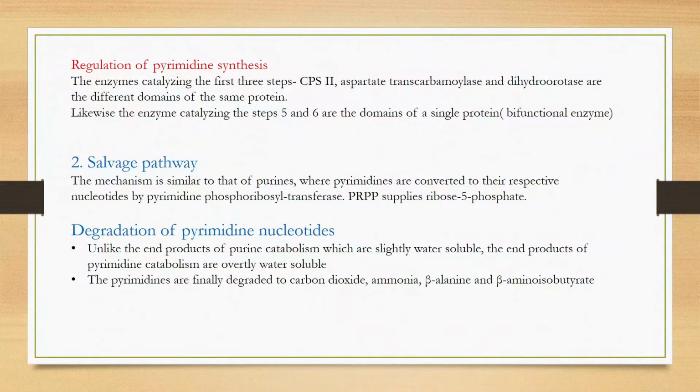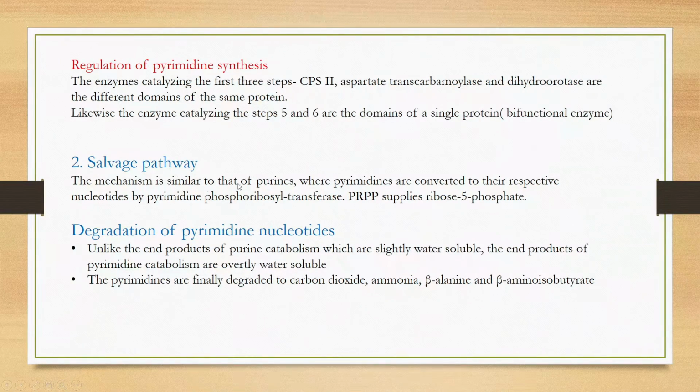CPS2, catalyzing the first step, is inhibited by UTP and activated by PRPP and ATP in mammalian organisms. Aspartate transcarbamylase, catalyzing step 2, is inhibited by the end product CTP, that is the feedback mechanism, and this is the rate limiting step in bacteria. OMP decarboxylase in step 6 is inhibited by UMP.